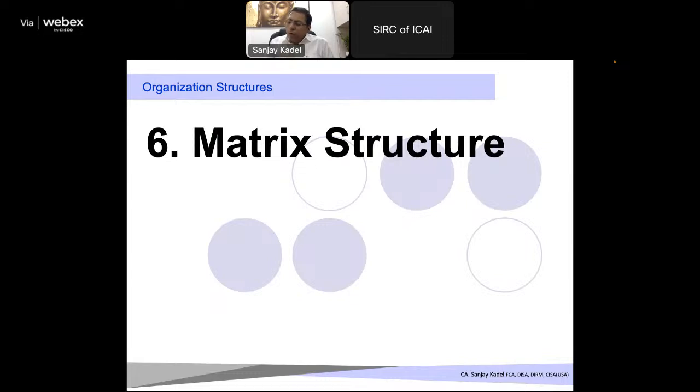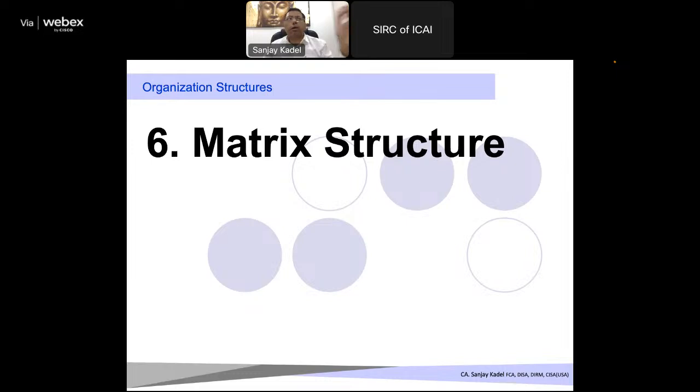Now coming to a unique kind of organization structure called the matrix structure. This structure is not suitable for all types of organizations. In fact, it is suitable only for those kinds of organizations where there is a system of project-based activities or project-based deliverables.